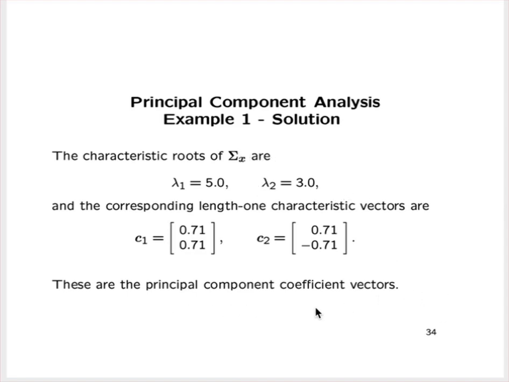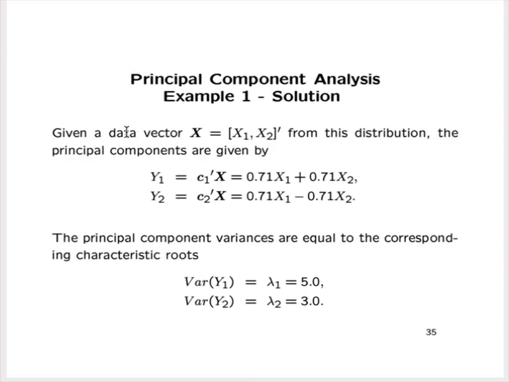So these are the principal component coefficient vectors. We get the coefficients for constructing the first principal component, y1, from C1, and we get the coefficients for constructing the second principal component, y2, from C2. So again, we're denoting the original data vector by bold X. It contains two response variables, x1 and x2. So how do we calculate the principal components y1 and y2 from x1 and x2?